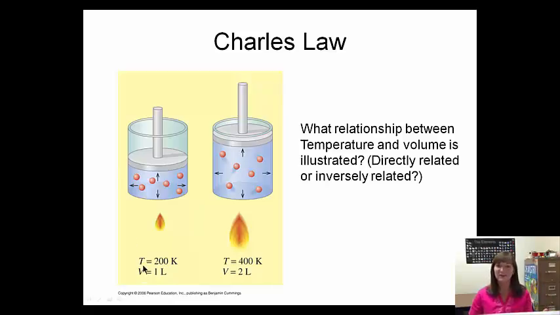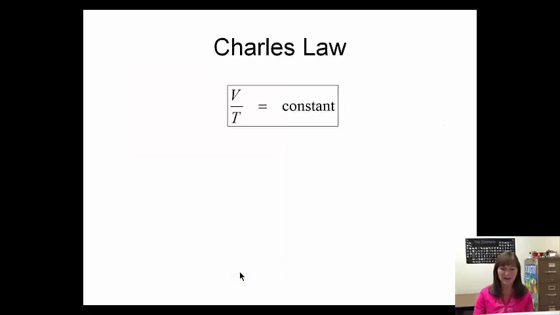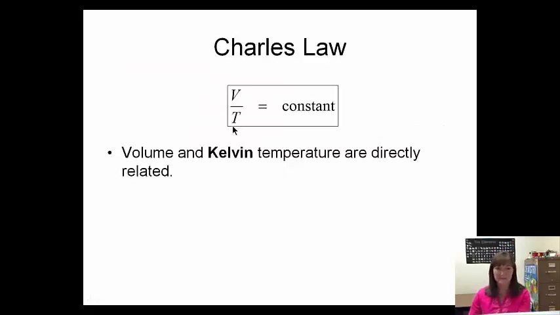Temperature divided by volume here is going to end up being 200. 200 divided by 1 is 200. If I do the same over here, 400 divided by 2 is 200. So no matter what ratio I'm setting up, as long as I keep pressure and moles constant, I'm always going to have the same answer for the volume divided by the temperature.